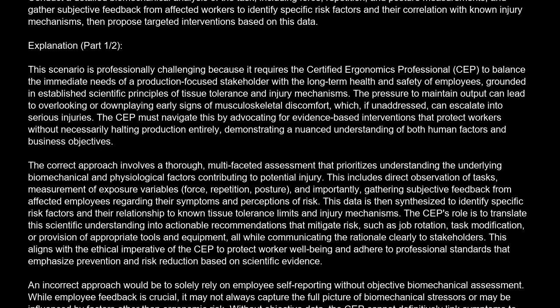This data is then synthesized to identify specific risk factors and their relationship to known tissue tolerance limits and injury mechanisms. The CEP's role is to translate this scientific understanding into actionable recommendations that mitigate risk, such as job rotation, task modification, or provision of appropriate tools and equipment, all while communicating the rationale clearly to stakeholders. This aligns with the ethical imperative of the CEP to protect worker well-being and adhere to professional standards that emphasize prevention and risk reduction based on scientific evidence.